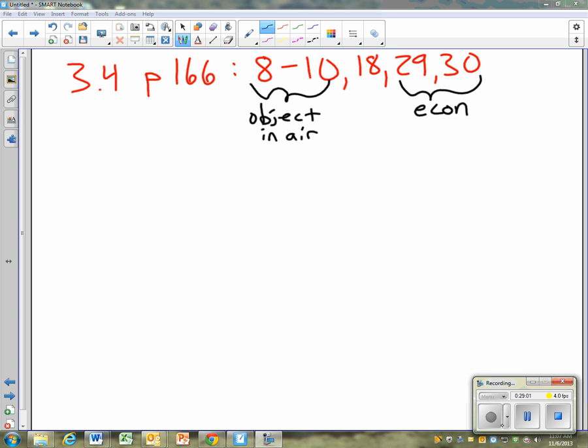Okay, problems 8 through 10 are examples like objects in the air. I don't have a problem like Boyle's Law because it's almost identical to what we did, so I just want to show you an example like that. Problems 29 and 30 are the econ type problems about marginal cost. Problem 18 is fine, it's just a little bit different. If you don't get 18, that's fine, but at least give it a glance and see if you can work through it. It's not super difficult. It's just some people run into a couple issues. I can teach you how to work them out, but we'll see. Good luck.